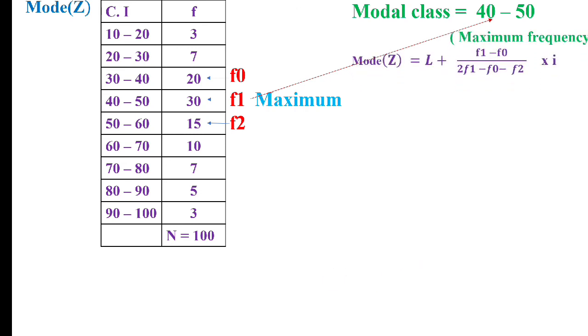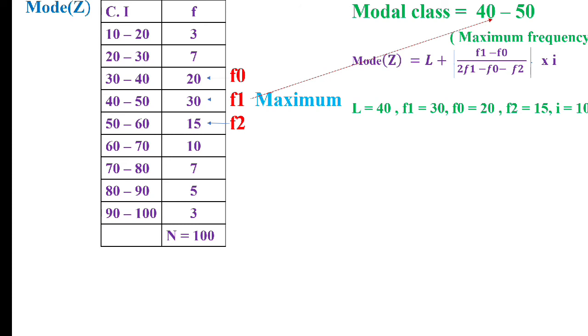Then mode equals L plus f1 minus f0 divided by twice of f1 minus f0 minus f2, into i. L is the lower limit of the modal class. f1 is the maximum frequency of the modal class. f0 is the previous frequency of the modal class. f2 is the succeeding frequency of the modal class.